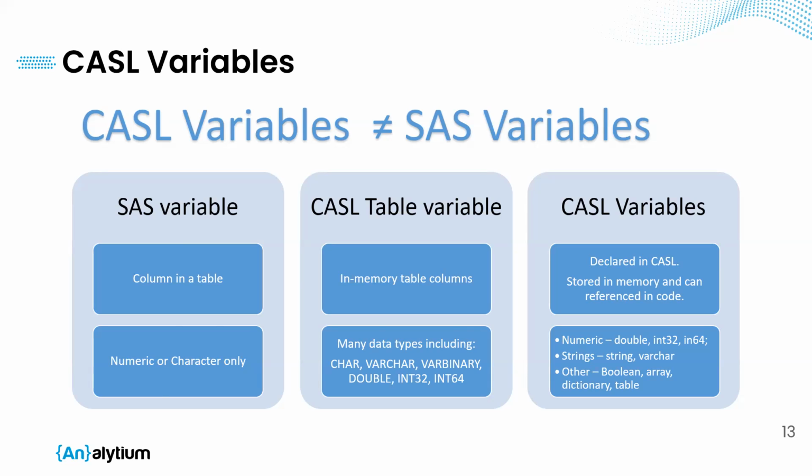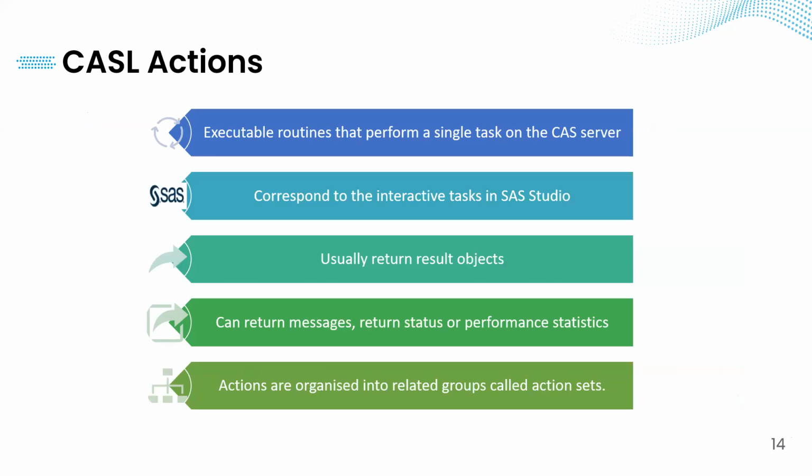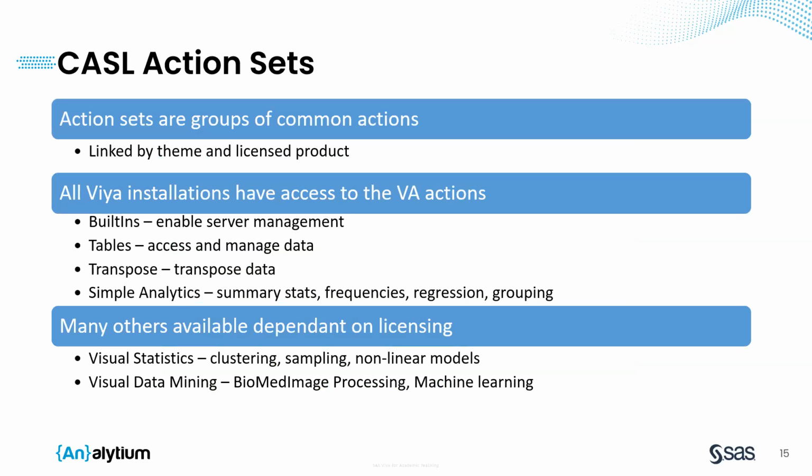CASL actions are the core of the CAS language, CASL. They're executable routines that perform a single task on the CAS server. They correspond roughly to the interactive tasks in SAS Studio, and they'll usually return result objects. They can return messages, statuses, or performance statistics as well. And the actions are organized into related groups called action sets, which are groups of common actions, and they're usually linked by theme and licensed products.